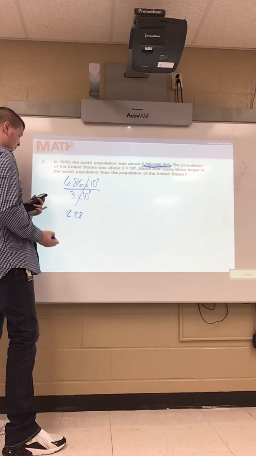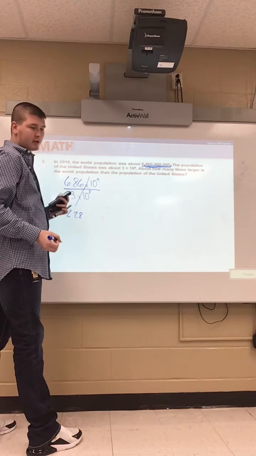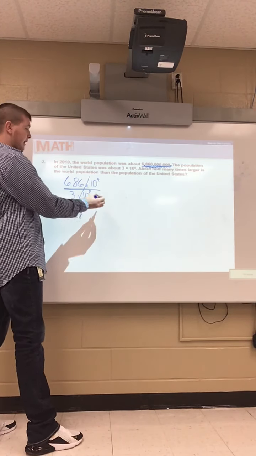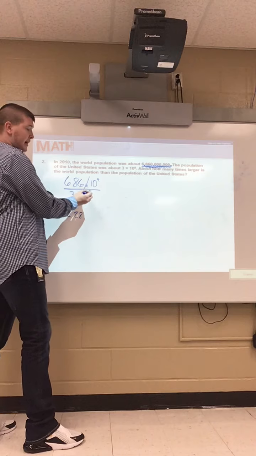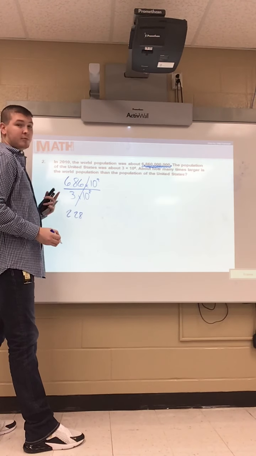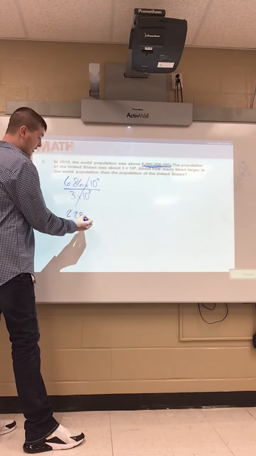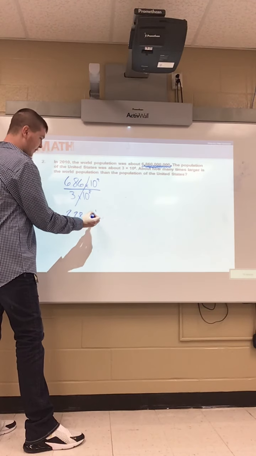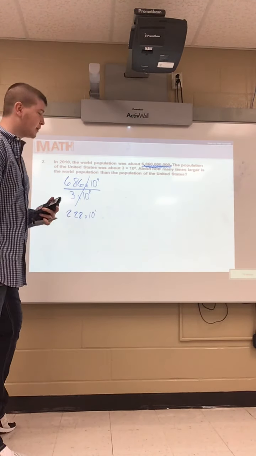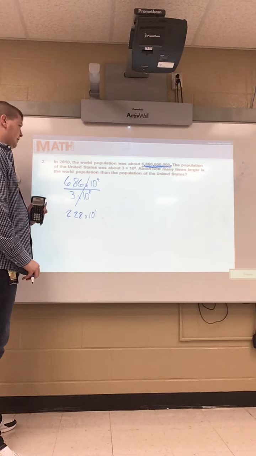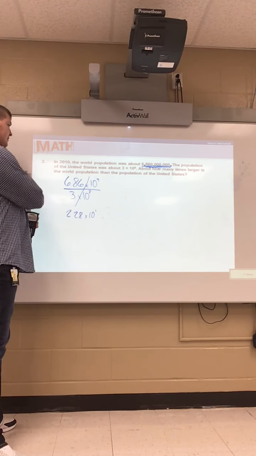2.28. Or you could put 2.29 if you're rounding. And then 10 to the ninth minus 10 to the 8th, because we're subtracting since we're dividing. And that just leaves us with 10 to the 1st. We don't have to put the 1, but we can if we want. Either way is fine. And that would be your answer.